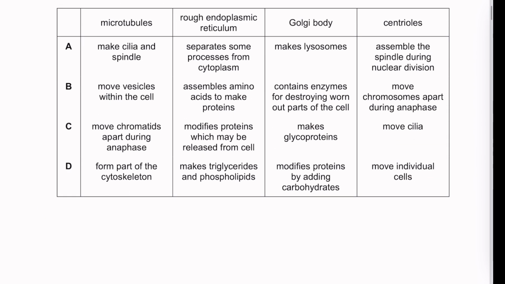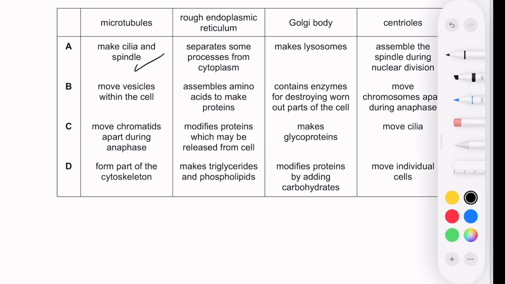Now, which row matches each organelle with its function? Microtubules make cilia and spindle. Microtubules do make cilia and spindle, actually, they are what forms them. Rough endoplasmic reticulum separates some proteins from the cytoplasm, that is true. Golgi bodies make lysosomes, that is correct. And the centrioles assemble the spindle during nuclear division, that is their function. It's the assembly or organization of the spindle fibers during nuclear division.